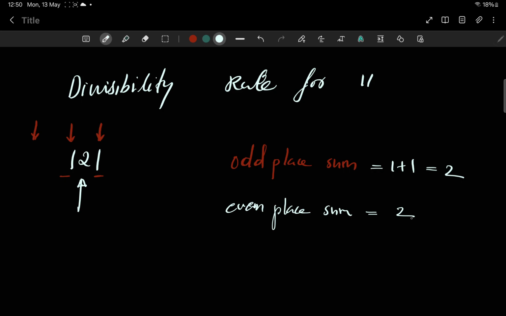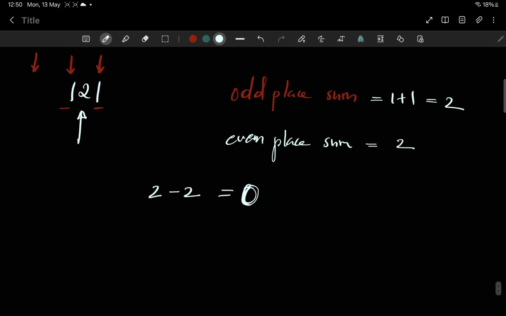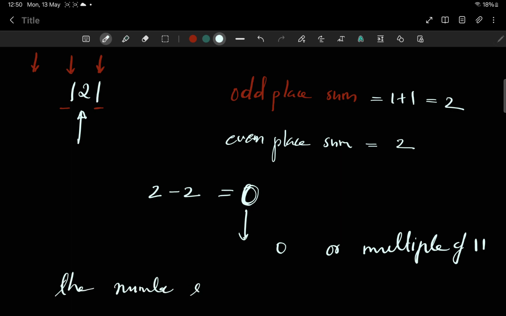After that we need to take the difference between this odd place sum and even place sum. Here it is 2 minus 2. If the answer you are getting is 0 or a multiple of 11, then the number is divisible by 11. So let me take one more example.